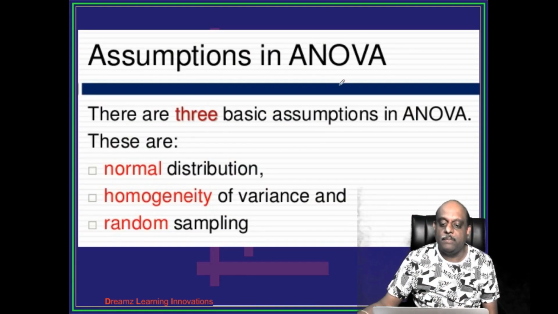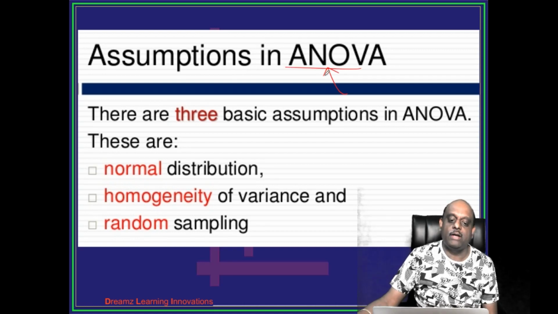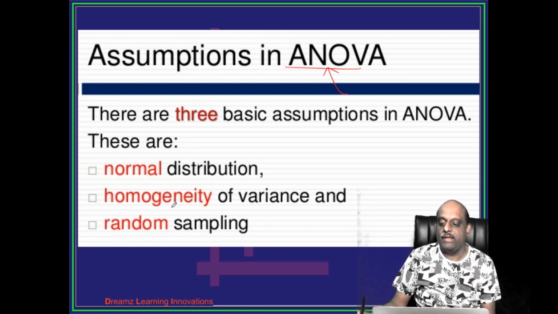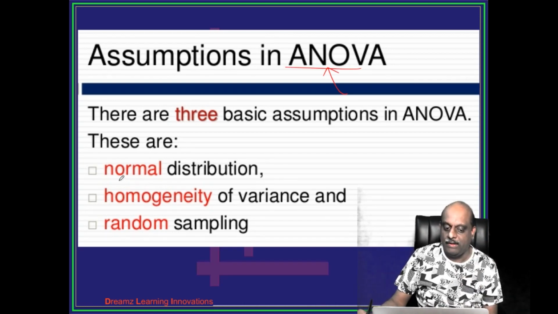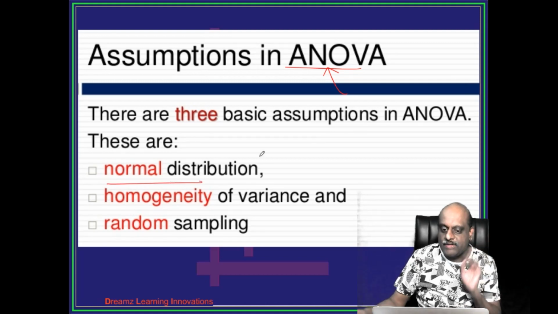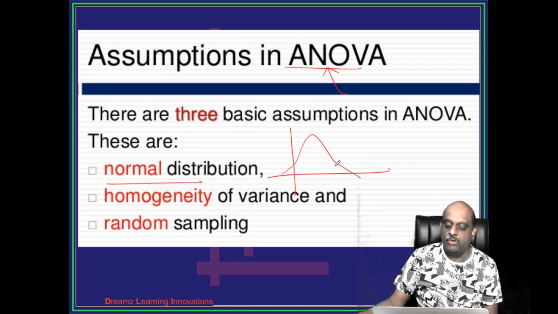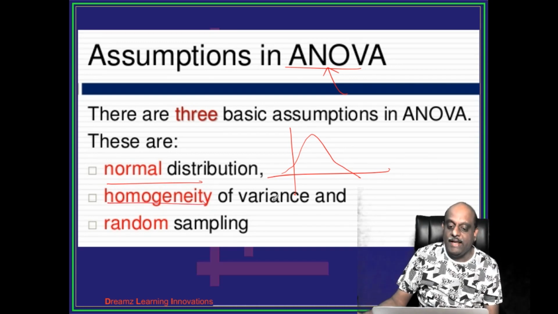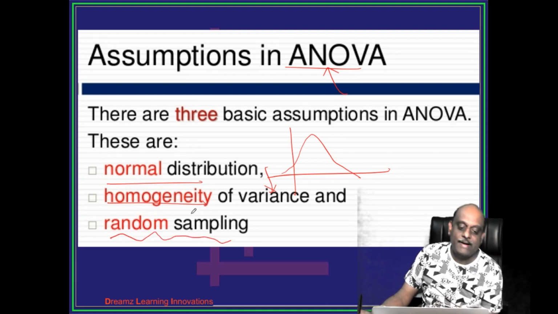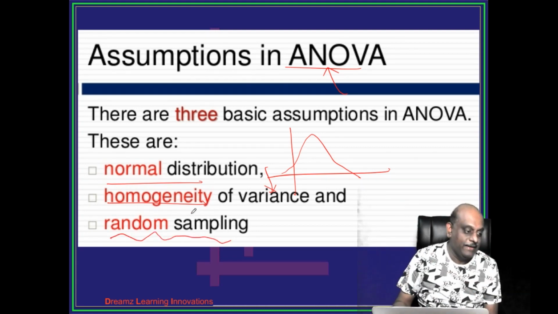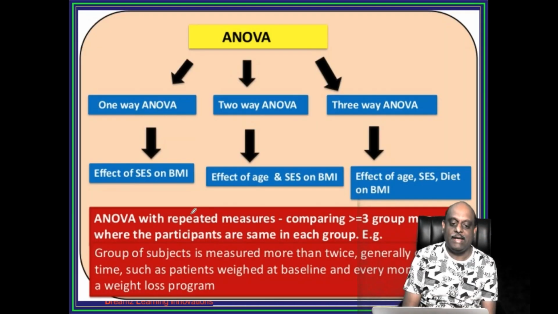So now what are the assumptions when you are doing an ANOVA test? 3 basic assumptions. Number 1, it is a parametric test. That means you are assuming that the data is following normal distribution. There is a homogeneity of variance. And that population is being created with random sampling. That is what you have to understand.